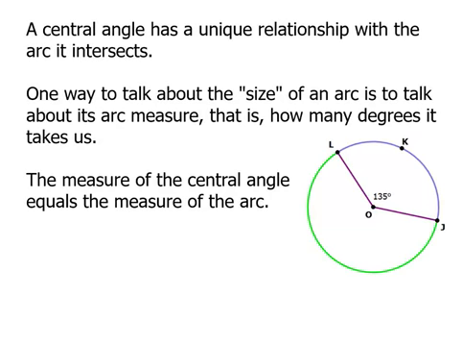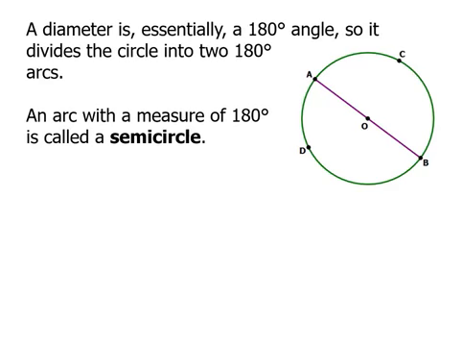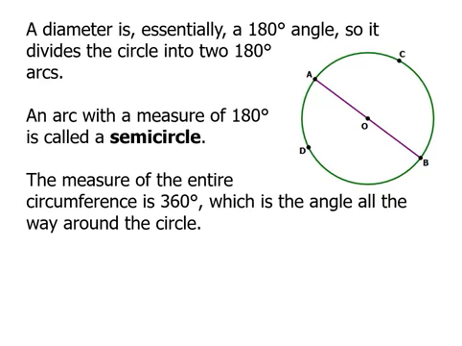So here we have a central angle of 135 degrees. So that arc, JKL, has to be 135 degrees also. This is one of the ways to talk about the size of an arc. The other way is arc length, which we'll discuss in the next video. Now, a diameter essentially is a 180-degree angle. It's a straight angle. The degrees of angle AOB would be 180. So it divides the circle into two 180-degree arcs. An arc with a measure of 180 degrees is called a semicircle. The measure of the entire circle is 360 degrees, which is the angle all the way around the circle.